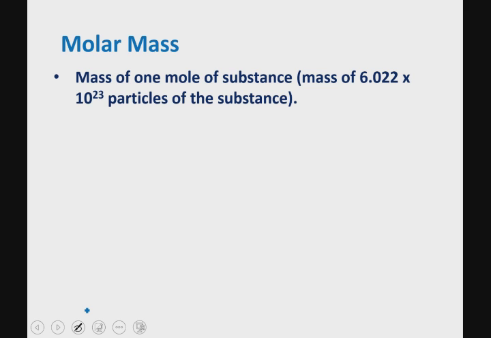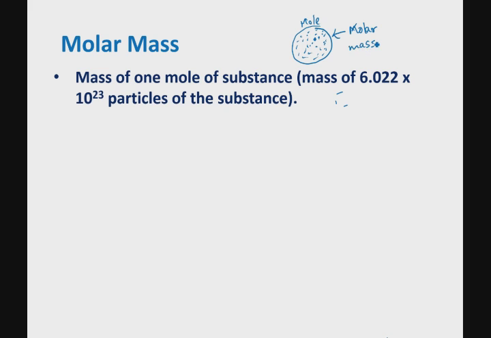Now, what is formula mass? As we said, it's the mass of a formula unit. In other words, the mass of one particle, whether that particle is an atom or a molecule or a formula unit, the mass of that one particle is the formula mass of that substance. But when you have 6.022 times 10 raised to 23 of those particles in one packet, which is called a mole, then the mass of this entire packet is called the molar mass.